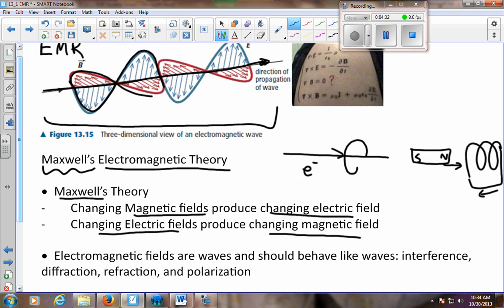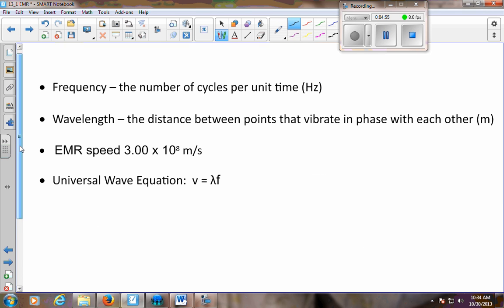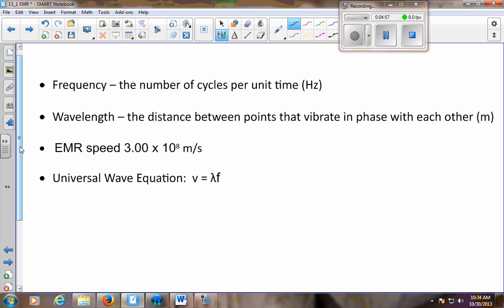And if it's a wave from Physics 20, we should understand that waves have certain behaviors. They should do things like interfere, diffract, refract, and polarize. So that's what we're going to do for the next 10 days or so, is learn about EMR and learn how it behaves like a wave. A couple of things about waves that we need to know from Physics 20. First one is we need to know about frequency.